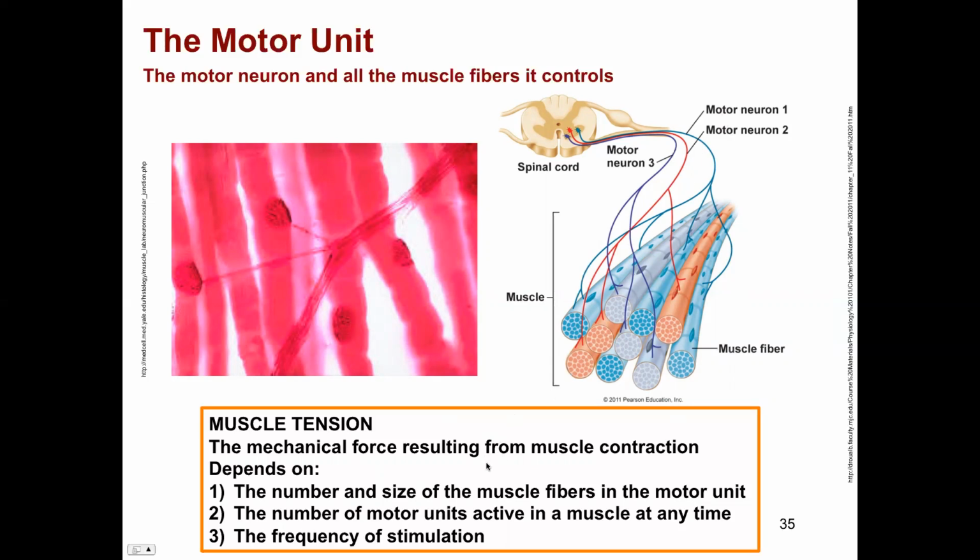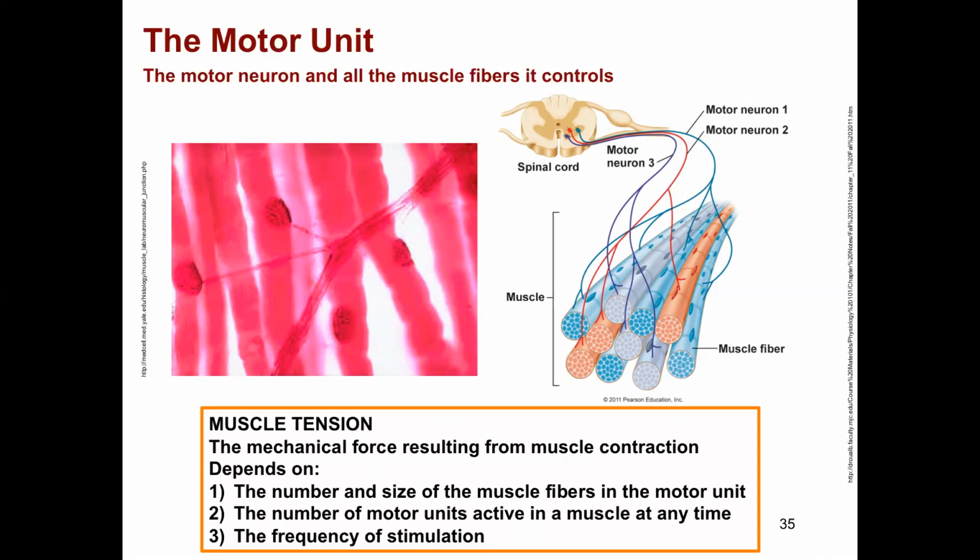Now, the strength of the tension that's produced, the mechanical force resulting from this muscle contraction, is going to depend on a few things. The number and the size of the muscle fibers in the motor unit, because they're all contracting at once. This is all or none. Also the number of motor units active in any muscle at any one time, so how many neurons are stimulated, and how frequently the neurons, and consequently the muscle fibers, are stimulated.